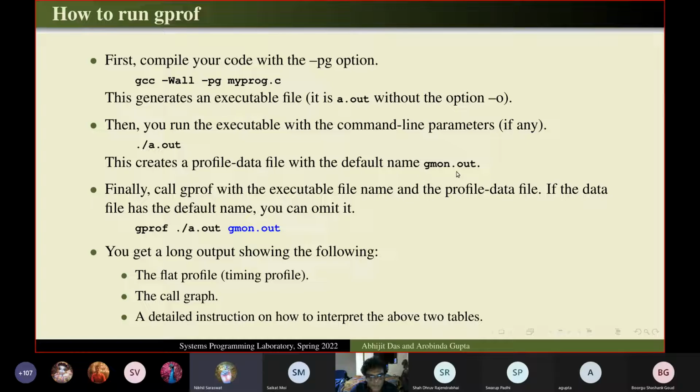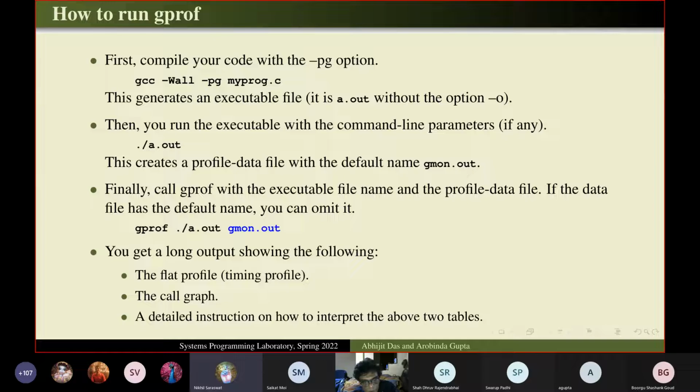And once again, let me mention gprof does not run a.out. It requires this file to know the symbols and all other stuff. It reads only this and gives you this profiling information. This is the difference between Valgrind, GDB, and this. It does not run a.out. Okay.